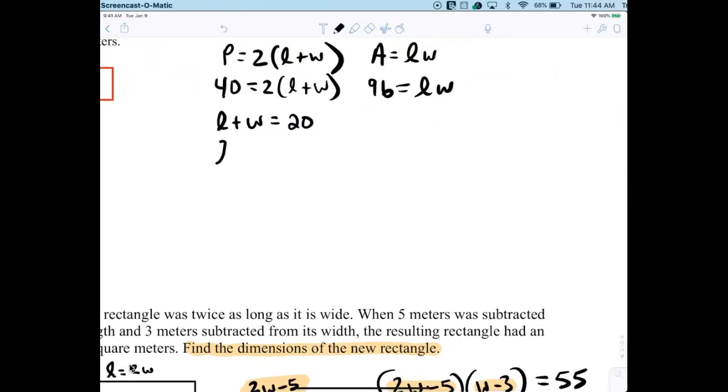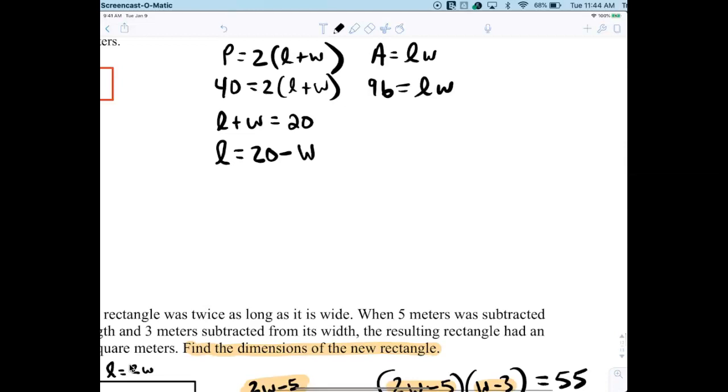what does L equal? If L plus W is 20, somebody tell me what L equals. No, that's not what I mean. We're not just guessing and checking. Somebody tell me what the length is. If L plus W is 20, what is L? 20 minus W. Thank you. L is 20 minus W. All right, is everybody okay with that?